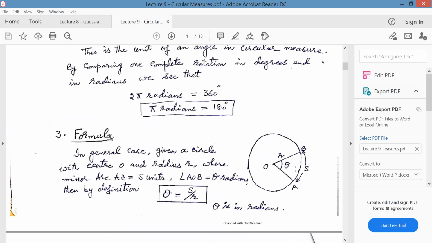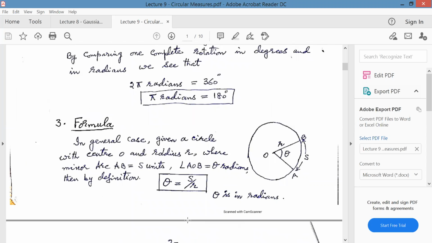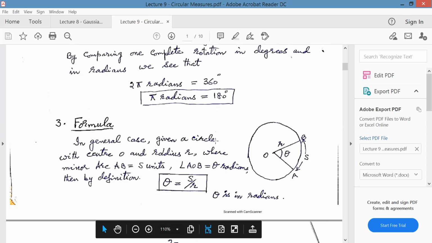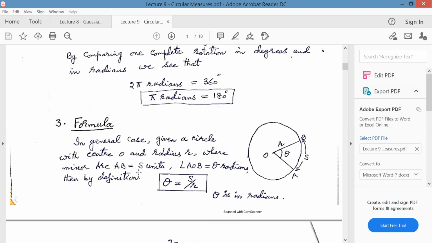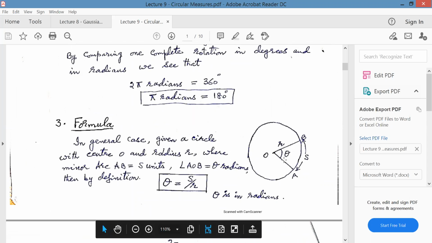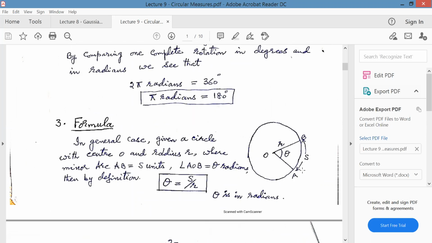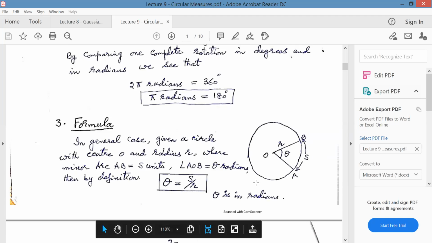The next formula is for the arc length, or how to find the angle. In the general case, given a circle with center O and radius r, where minor arc AB is equal to s units and angle AOB is theta radians, then by definition theta will be equal to s upon r. I told you this is the ratio of the minor arc divided by the radius of the circle. So s upon r equals theta. Theta is in radians, remember, not in degrees. So this is the relation.